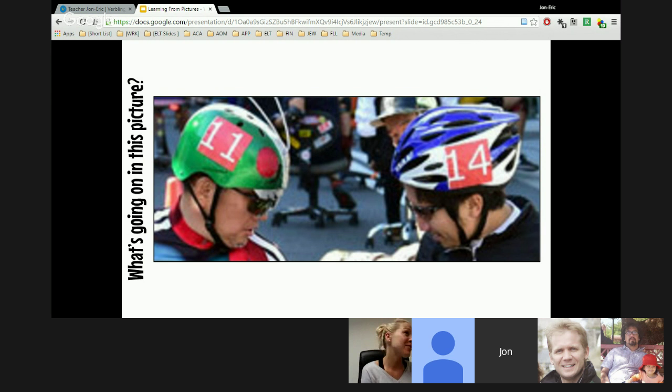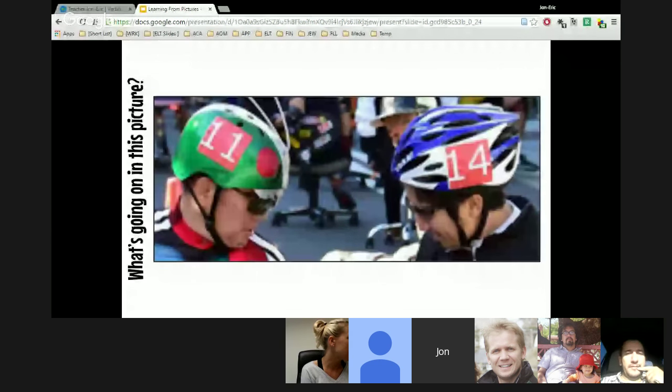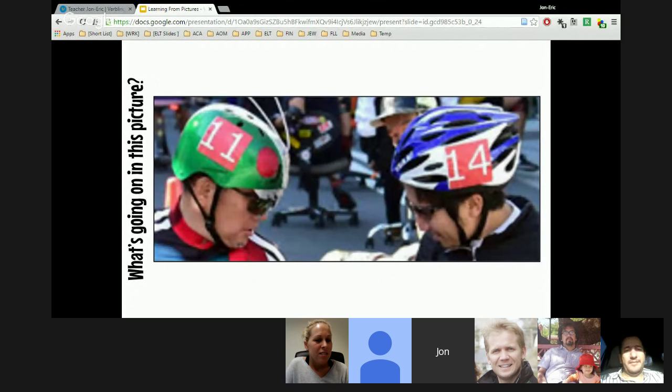Before I show you the whole picture, Mr. Frederic, I want you to describe the two men as best you can. Imagine that someone was not looking at the picture. How would you describe the two men in the foreground? The two men are wearing helmets. They are wearing helmets, that's true. Okay. And they are staring each other. Staring at each other. Staring at each other.